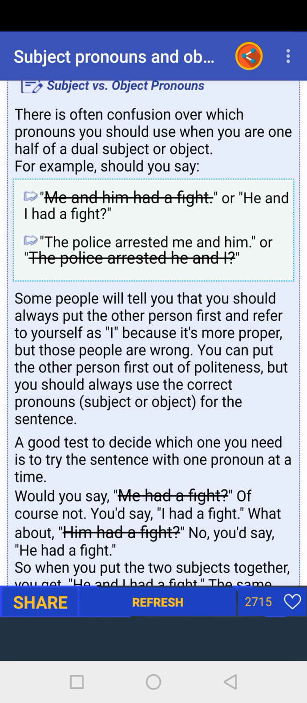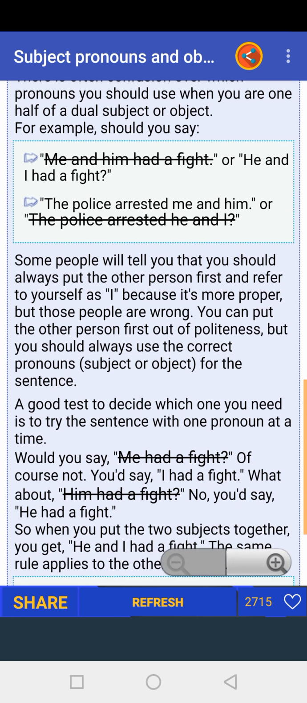And just to remind you that we always begin with the other person. He and I had a fight. The same with the sentence, the police arrested me and him. So the police arrested me. The police arrested him. And you join the two sentences: the police arrested me and him.